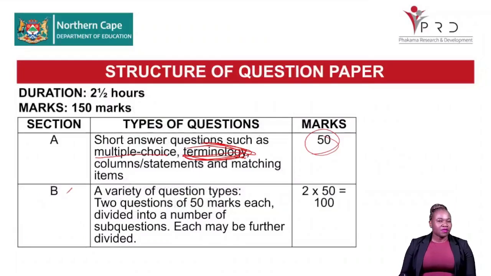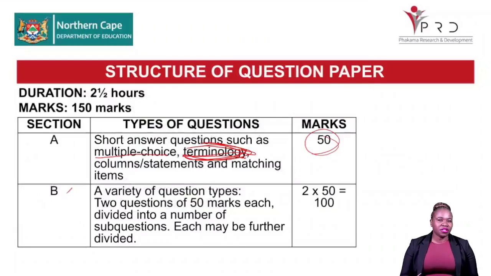And then after 1.3, we usually have 1.4 and 1.5, which are short questions that are usually based on some diagrams that are provided. And then in section B, we have two questions here. We have question 2 and question 3.